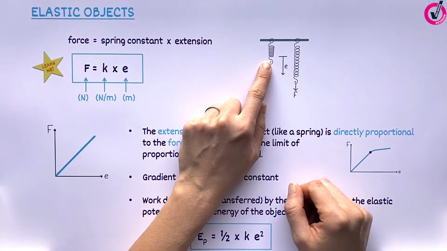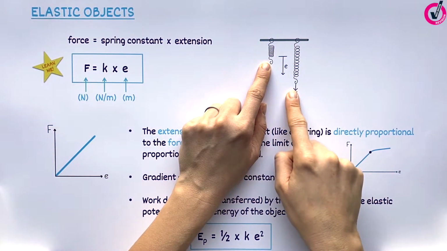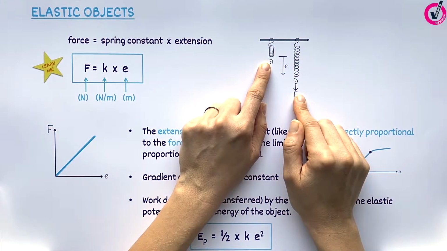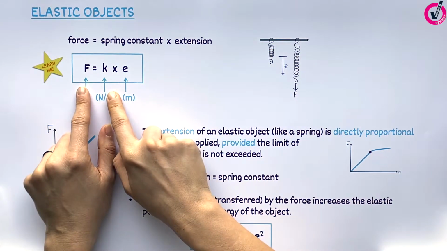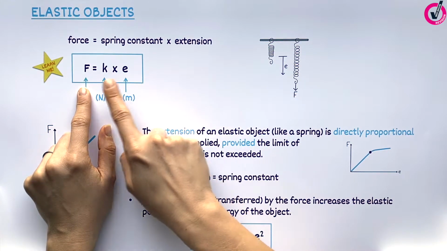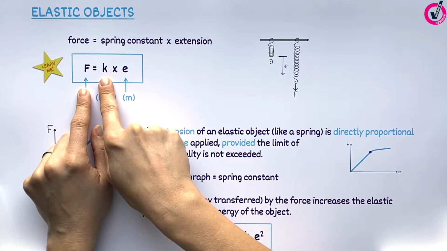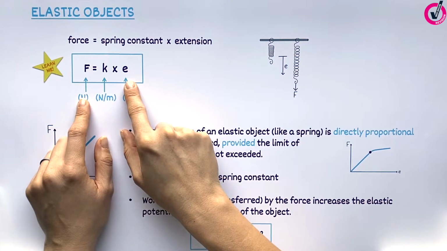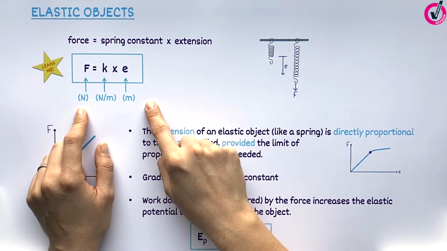A spring is an elastic object. When you apply a force, the spring will extend. When you remove the force, the spring returns to its original shape. The force applied is linked to the extension by the equation force equals spring constant, that's a measure of the stiffness of the object, multiplied by the extension. And this equation applies to any elastic object, not just springs.